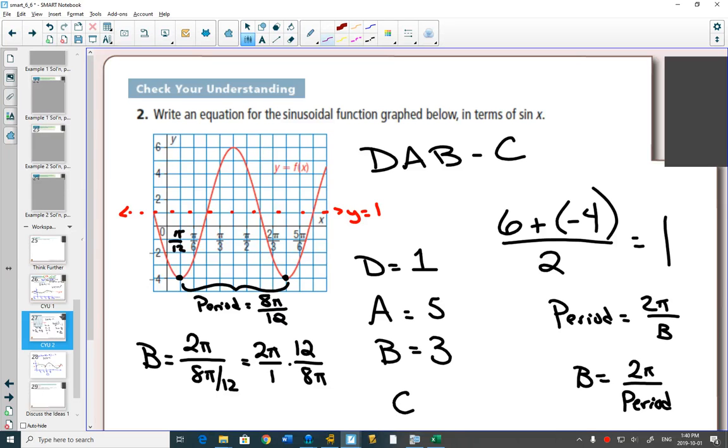And finally, to get your c value, you have to think, where does a graph normally start? In this case, it says in terms of sine. So we have to think about our sine graph. A sine graph starts in the middle going up. When does that happen on my graph? In the middle going up happens right here. If that's in the middle going up, I've moved 3 spaces to the right. If I've moved 3 spaces to the right and each space is pi over 12, that would be 3 pi over 12 to the right.